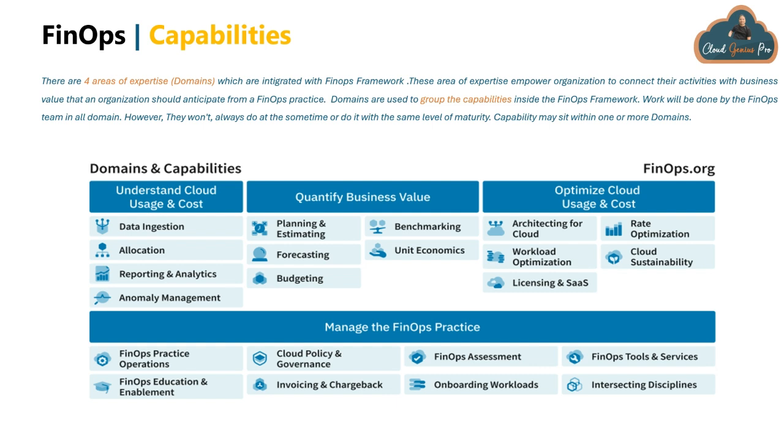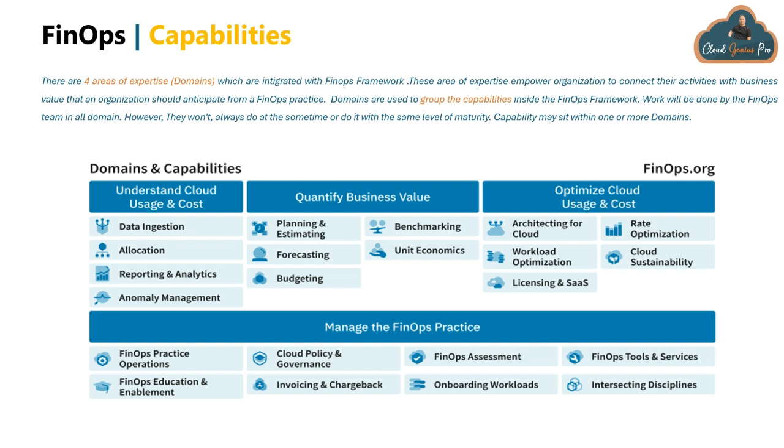And the third domain is optimizing cloud usage and cost. It covers architecting for the cloud, from basic architecture to complex architecture. Then rate optimization, workload optimization, and cloud sustainability, which is nothing but GreenOps, how to reduce the carbon footprint, or carbon emission to be precise. Then licensing, which could be hybrid benefit, native, third party, or SaaS-based licensing. So till now we have covered these three domains and the underlying capabilities.